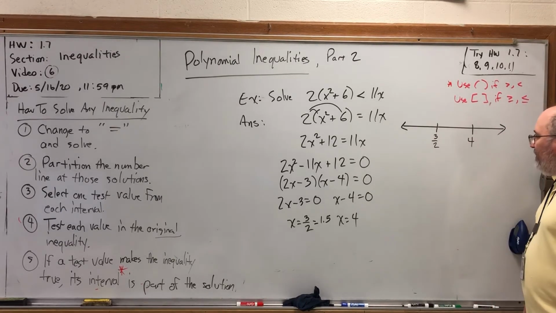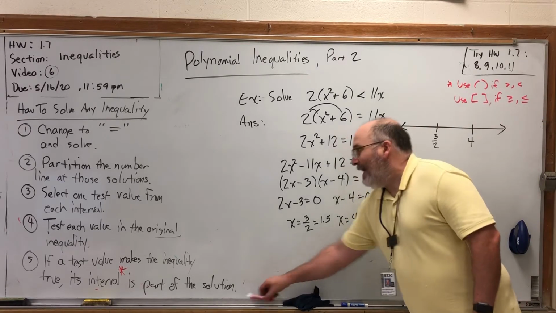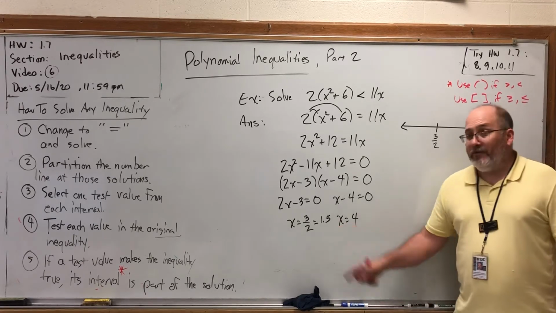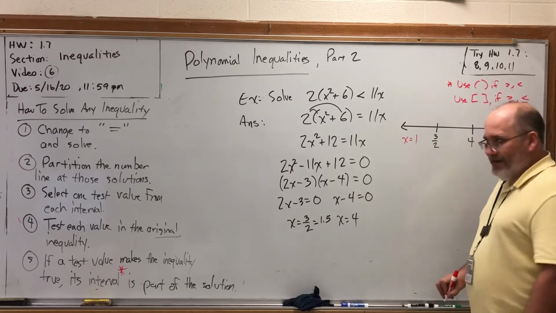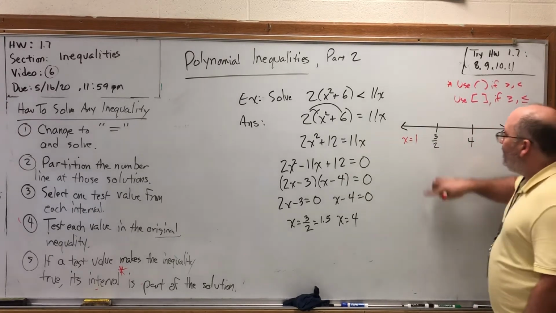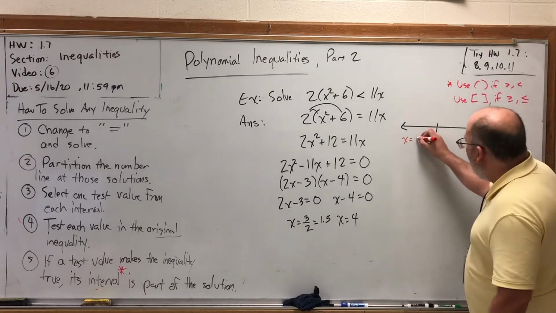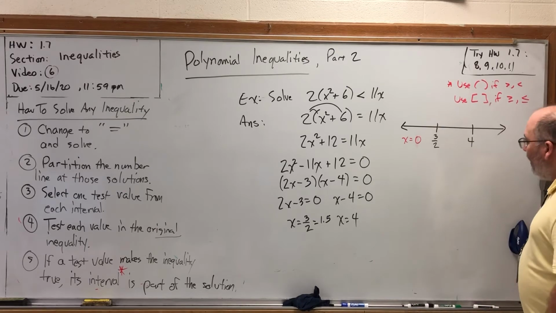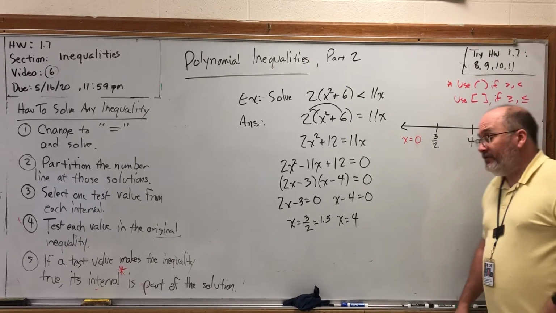Then, from each interval, we pick a test value. I need to pick a value to the left of 3/2, or to the left of 1.5. How about 1? I got a better idea. I can pick any number less than 1.5. How about 0? That's an easy number to work with. Unless 0 is a partition value, it will belong to one of the intervals.